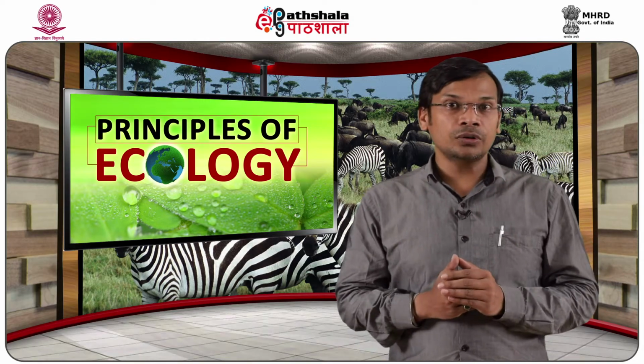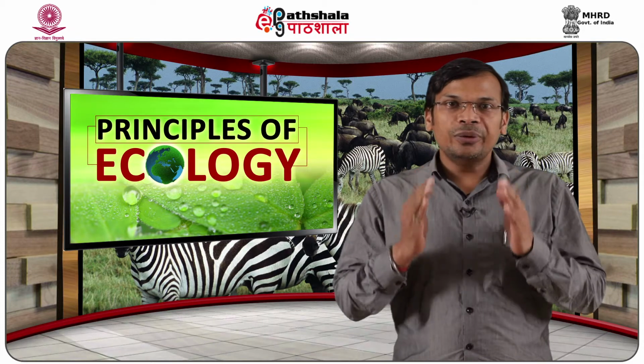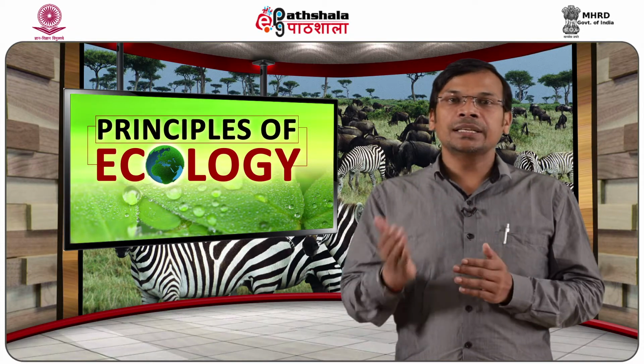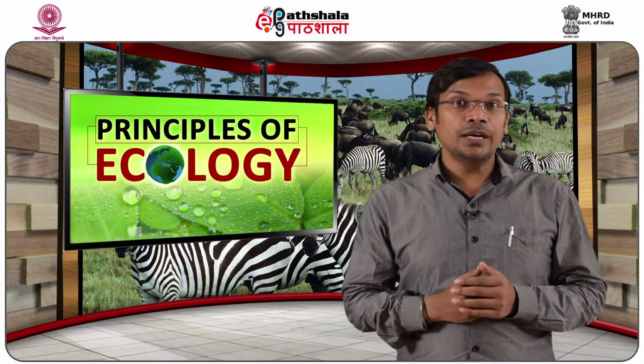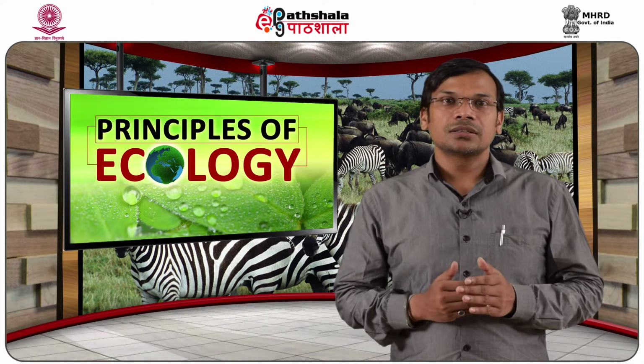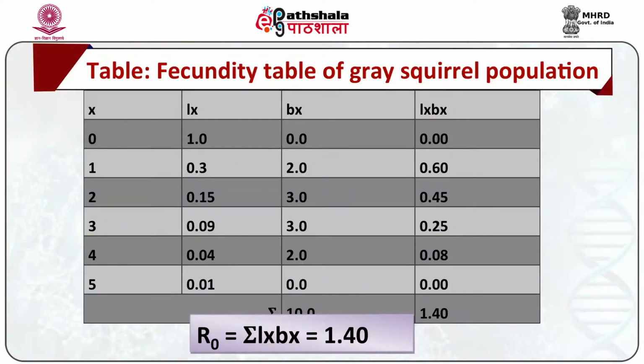If the value of R naught is greater than 1, females are more than replacing themselves. In this example, the R naught value of the grey squirrel suggests a growing population of females. The difference between gross reproductive rate and net reproductive rate, that is 10 and 1.4 respectively, reflects that only a small proportion of female grey squirrels will survive to the maximum age and produce 10 female offspring.